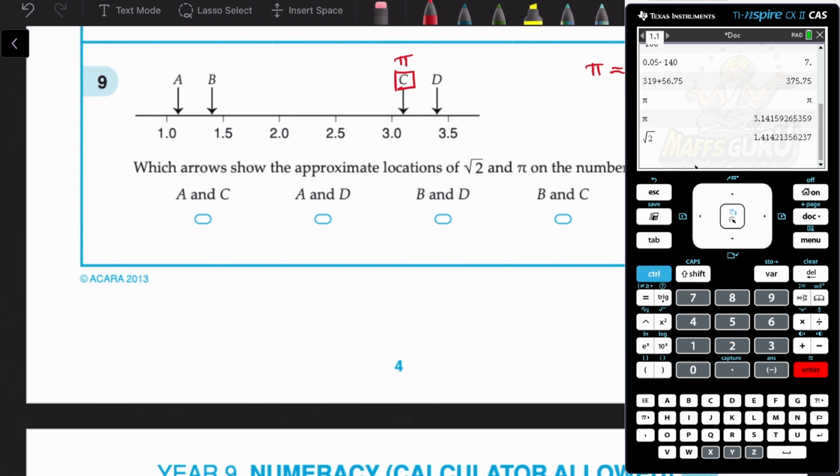And that comes out to be 1.4. So the square root of 2 is approximately 1.4. That gives me B. So in which case we want B and C, which is going to be that answer there.